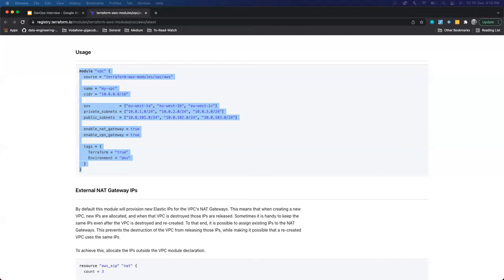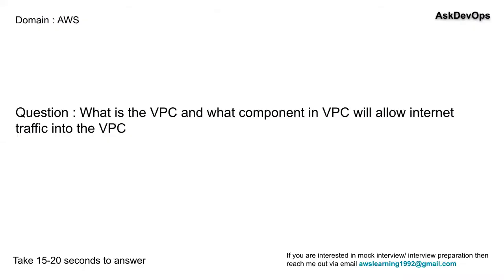Let's go to the next question now. The next question is, observe carefully. What is a VPC and what component in a VPC will allow internet traffic into the VPC? Think about this. This should be either covered in the VPC session that we had, or if you are already working in AWS, you should have observed this in the VPC console.